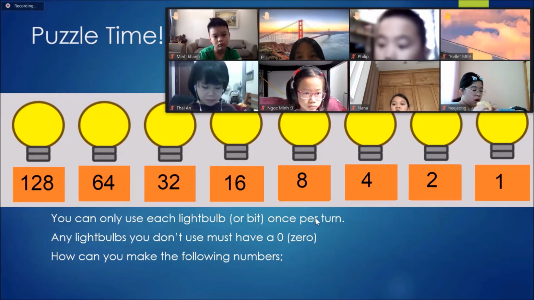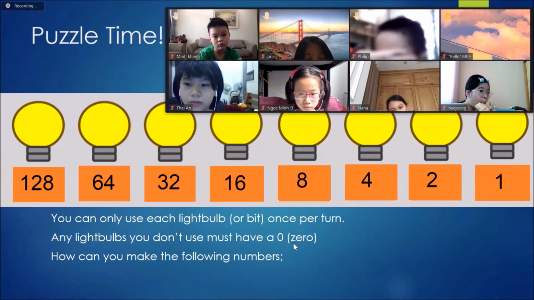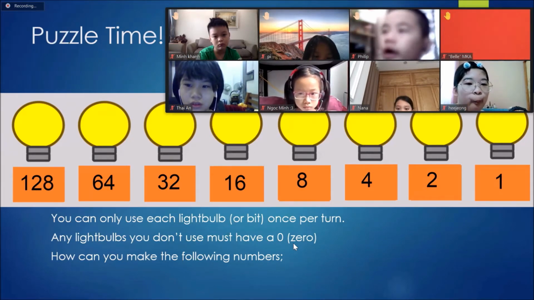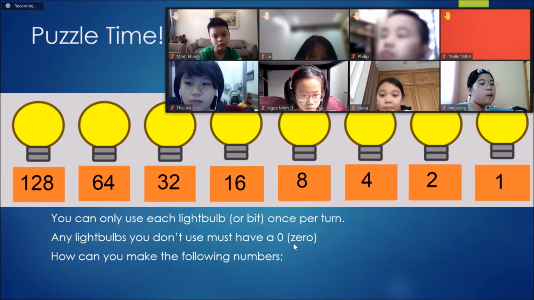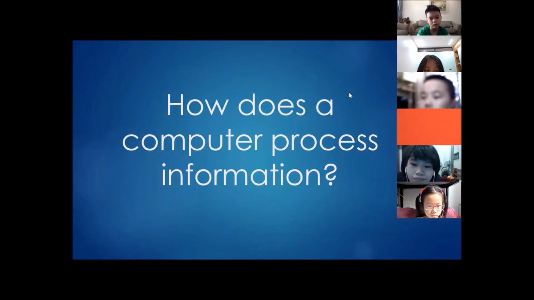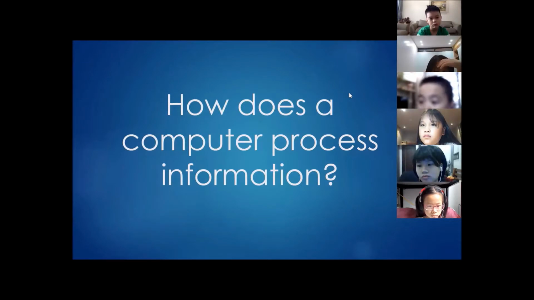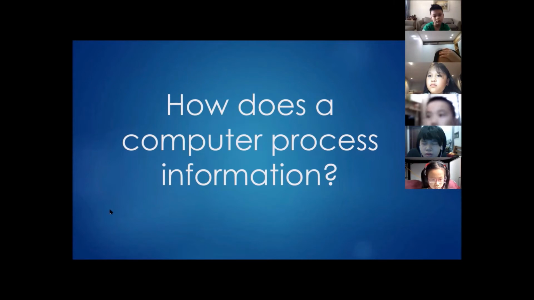Like I said yesterday, there's a different code for the alphabet, for letters. There'll be another code again for telling the computer what color is supposed to be in pixels, but we'll have a look at that in more detail next week. For now, how does a computer process information? This is kind of a big question for this week, but I'll give you some hints. I'm going to give you some prompts on the screen and I'm going to ask you to explain them or use them in a full sentence.